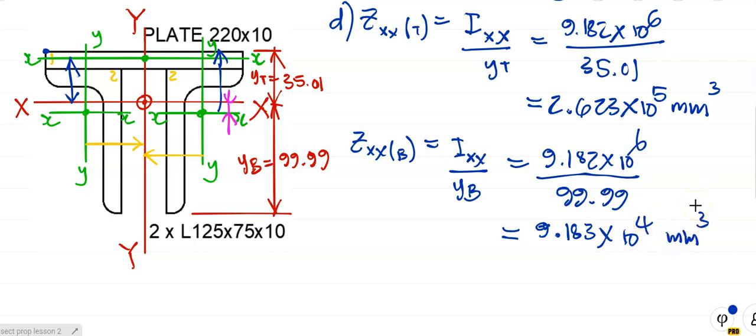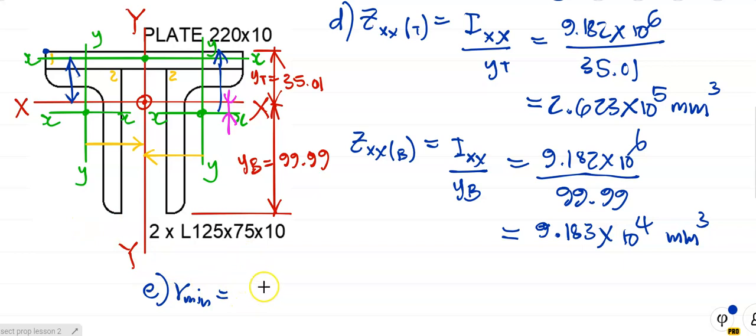Okay. And then finally, R-min. What is R-min? R-min is the square root of the smaller of the two I values divided by the total area. Which is smaller, IXX or IYY? It is IXX in this case. So that means this beam is stronger about the YY axis because the IYY value is bigger than the IXX. Not often the case, but in this particular case it is.